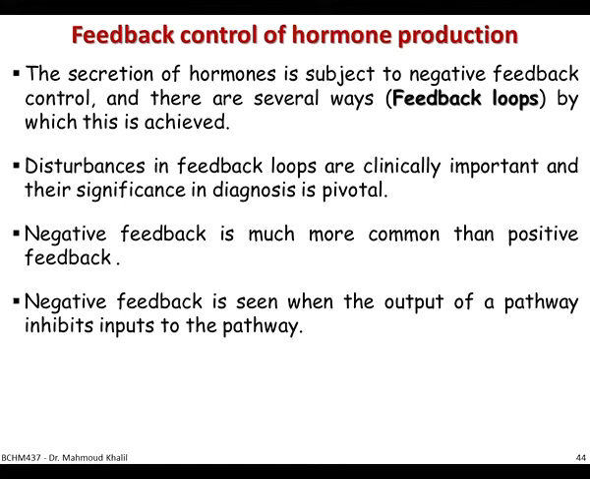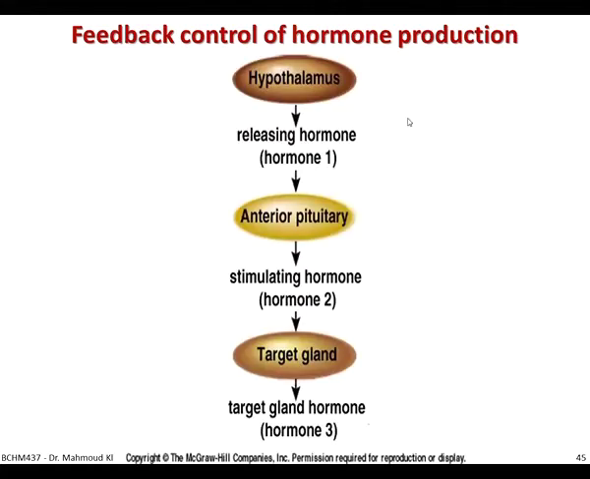So you can see here from this figure, you have a hypothalamus, which is a gland. We'll talk in detail later on. A hypothalamus is a gland in the brain. This releases hormone 1. This hormone 1 activates the anterior pituitary gland, which is another master gland present in the brain as well. This hormone 1 will activate the anterior pituitary gland to release the stimulating hormone, which we'll call now hormone 2, for example.